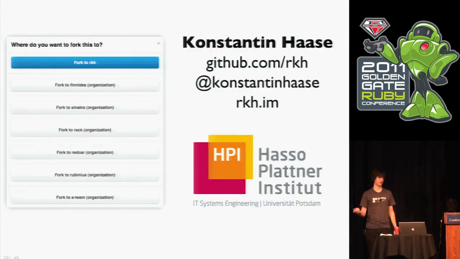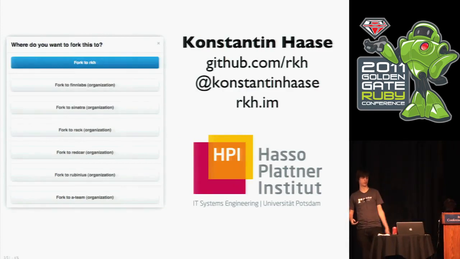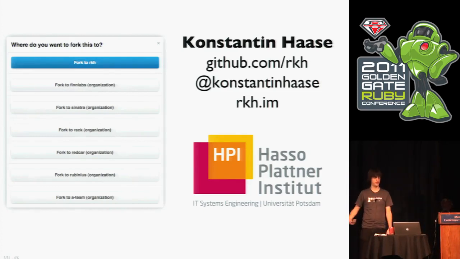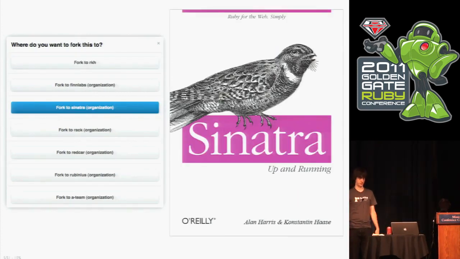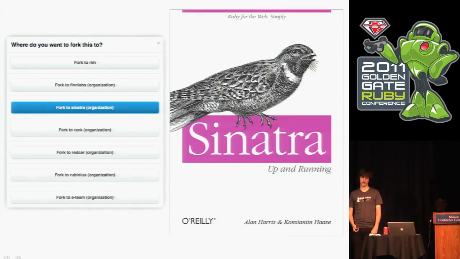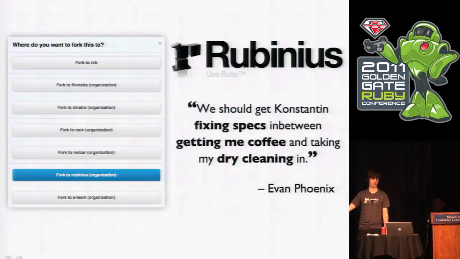This has just been covered. I'm Konstantin. I'm on GitHub and Twitter, and I have a blog like most people. This is the logo of the place I'm doing my master's at and did my bachelor's at. Yeah, I'm on the Sinatra core team. I'm writing a book about Sinatra, so if you're interested, you can pre-order that on Amazon or wherever. I'm just going to go through that pretty quickly because it has been covered.